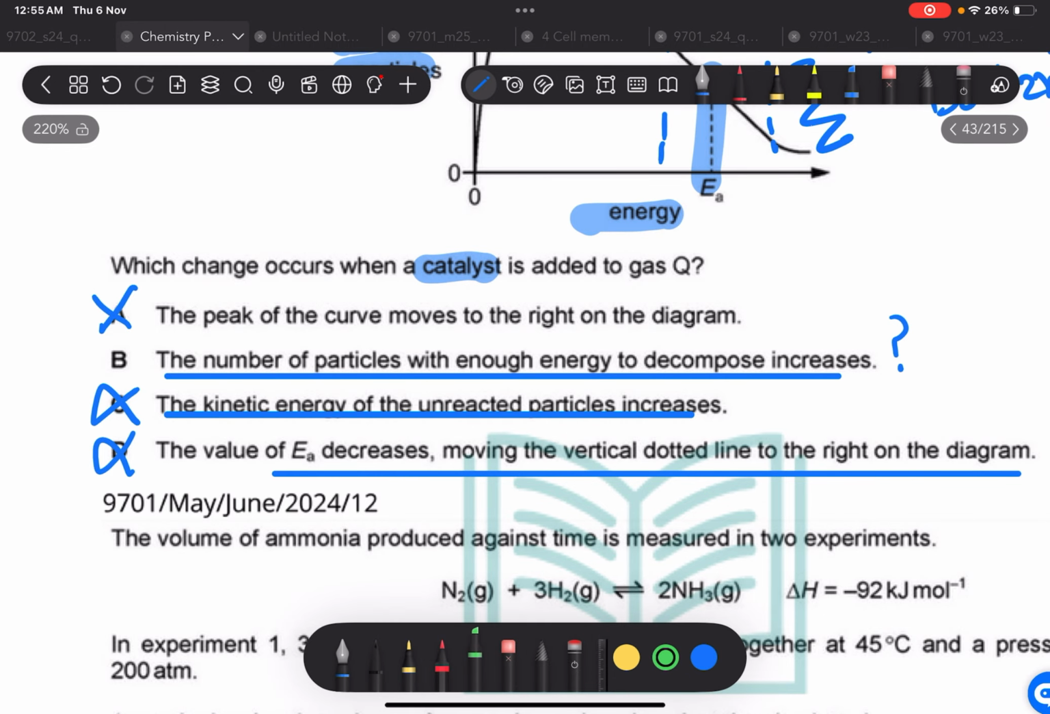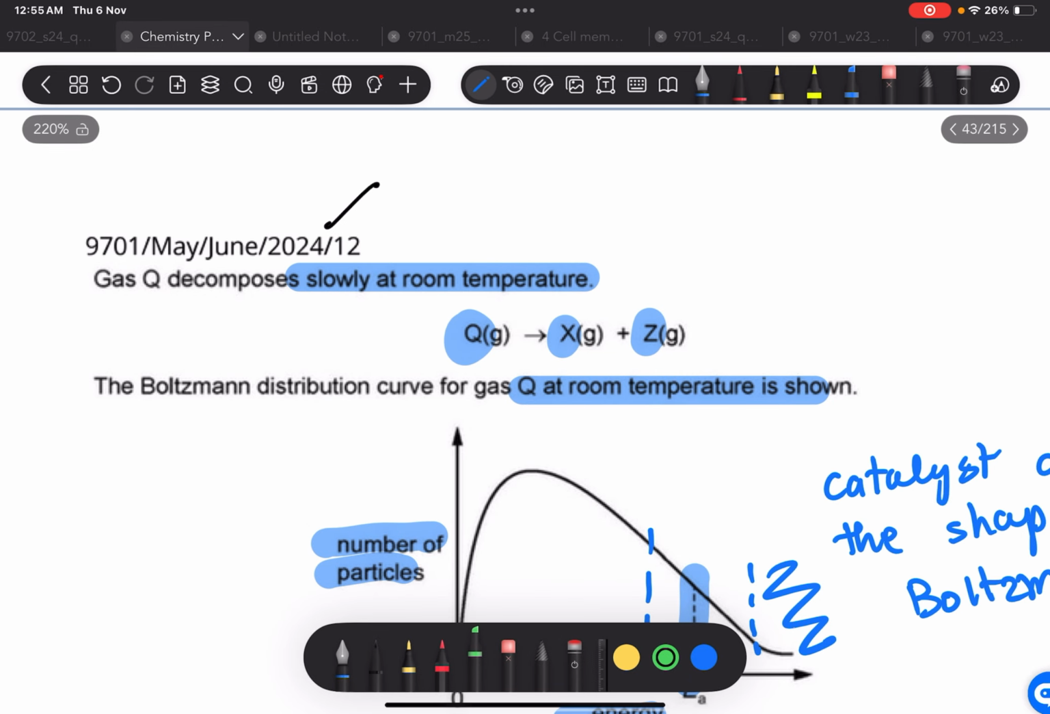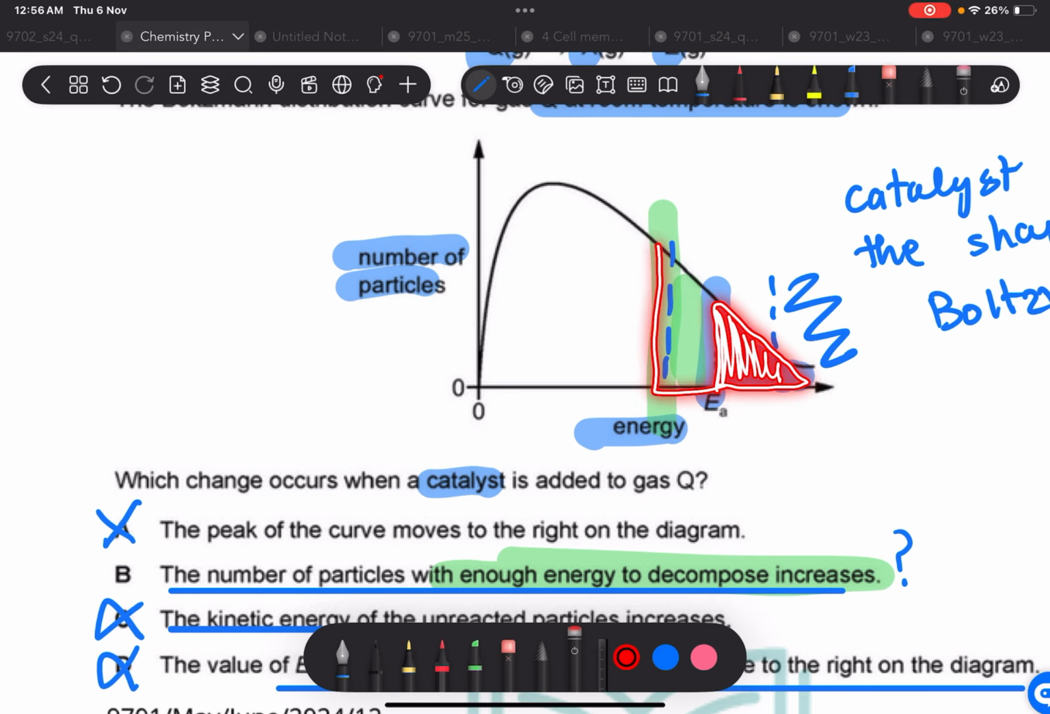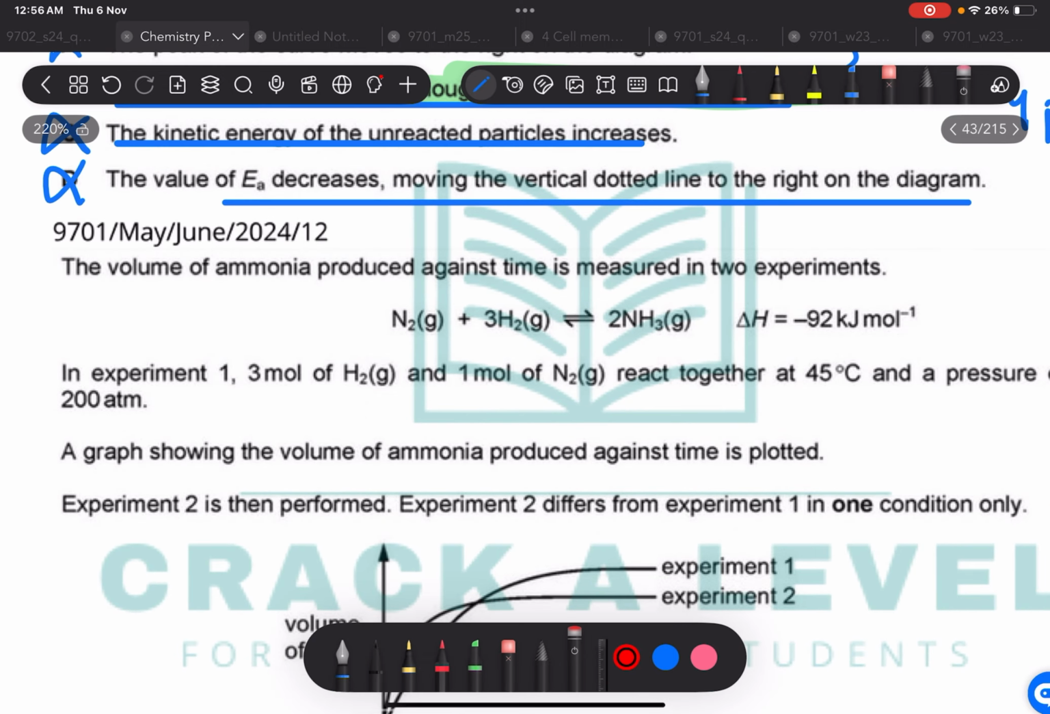Now I'll tell you why option B is correct. The number of particles with enough energy to decompose increases. What's happening is decomposition. Okay? Now, since the activation energy moves backwards, initially only these particles were reacting. Now these green ones are also going to react. So the number of particles that had enough energy to decompose initially was only this triangle, but now it increased to this triangle. So now more particles can decompose. I hope you get it.